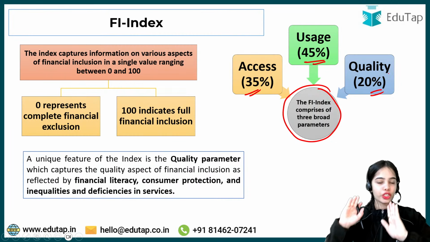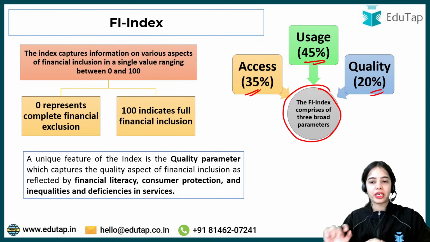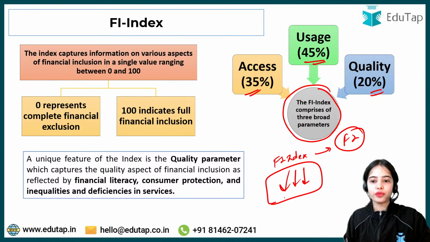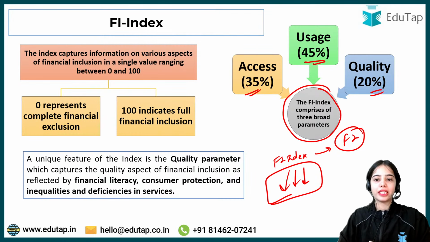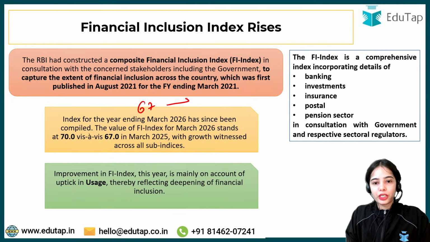This is the idea. So these are the parameters that you have to remember from the examination perspective. In the financial inclusion index that sees the extent of the financial inclusion, there are three parameters through which we can gauge the financial inclusion, that is access, usage and quality. Now, the index has improved from 67 to 70 from March 2025 to March 2026.